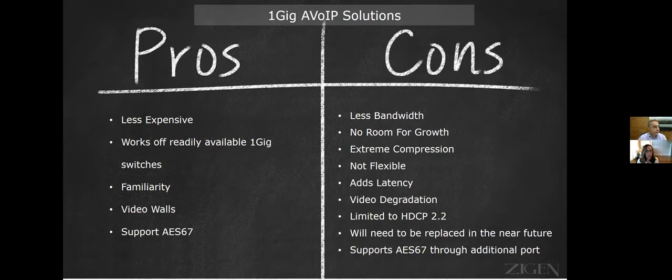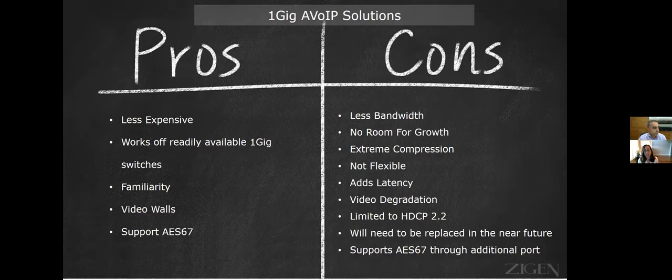You've got some pros. Again, there's a place for the 1 gig solution. We definitely want to emphasize that. This is a less expensive solution. It works off of readily available 1 gig switches. You can find them anywhere. Everybody has a good 1 gig switch. It's something that you guys are already familiar with. You've been working with for years. It supports video walls. It has some support on the AES 67.